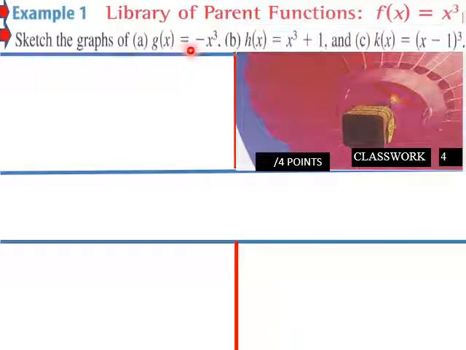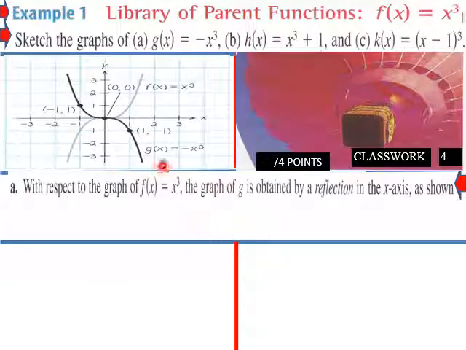Okay, example 1, library of parent functions, f of x equals x cubed. We're going to sketch these functions. In situation A, with f of x equals x cubed, the graph of g is obtained. So g of x equals negative x cubed, which is obtained by a reflection in the x-axis as shown. Instead of going up like x cubed, this is negative x cubed, going like this.